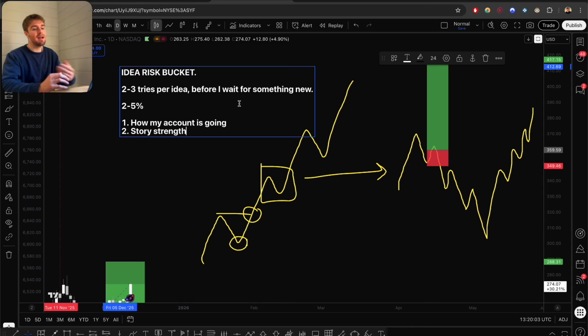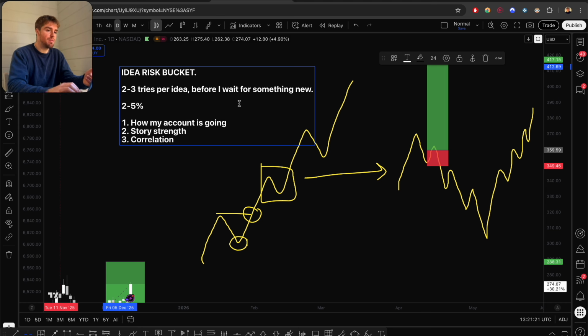And so understanding the story strength and quantifying it gives a little bit more weight behind choosing to maybe risk slightly more on this idea than I would have done before. The third thing is then going to be correlation.